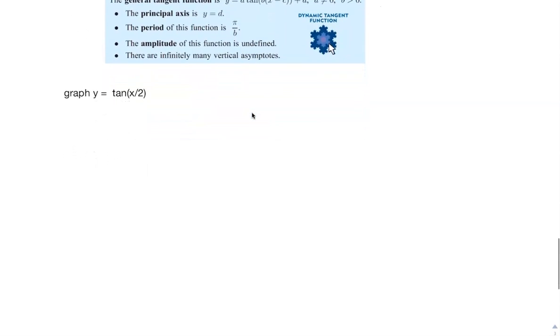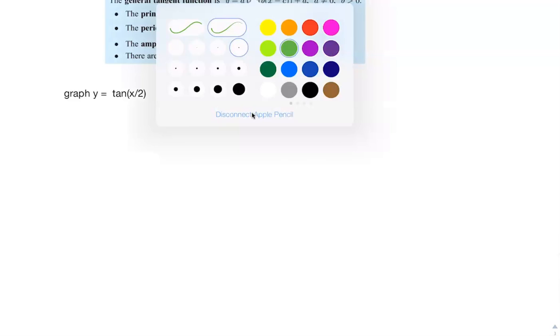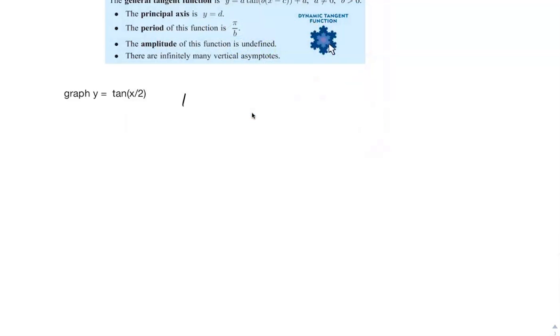So let's graph this one, just so we get some practice. The key thing is to find the period. In this case, it's pi over B. My B here would be 1/2. So that'd be pi over 1/2, also known as pi times the reciprocal of that, which would be 2, so 2 pi. So that'll be my period.